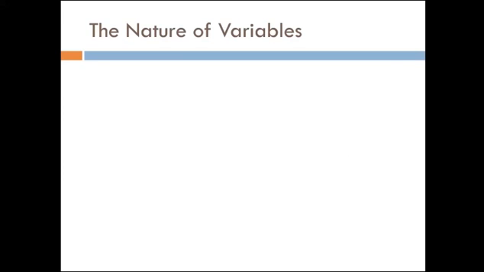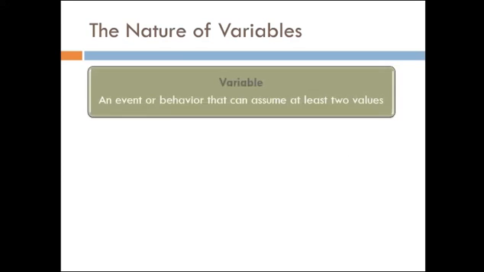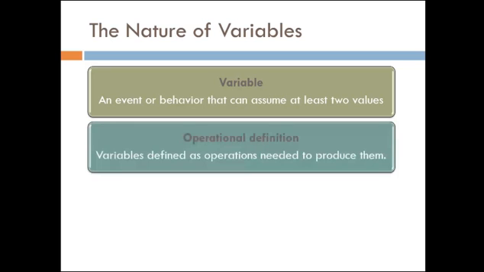The nature of variables. So as I already mentioned, a variable is an event or a behavior that can assume at least 2 values. So the part I said earlier was the 2 values part. So an event or a behavior that can assume at least 2 values. Okay, now a lot of the times when we are collecting data, the variables of interest are really more concepts than actual concrete things.